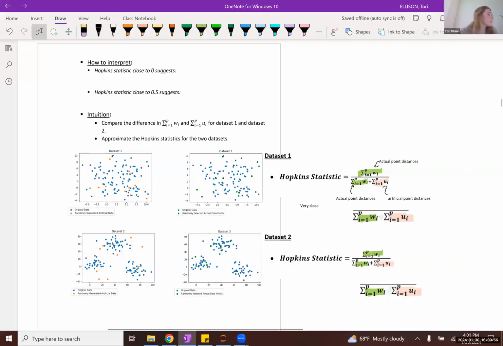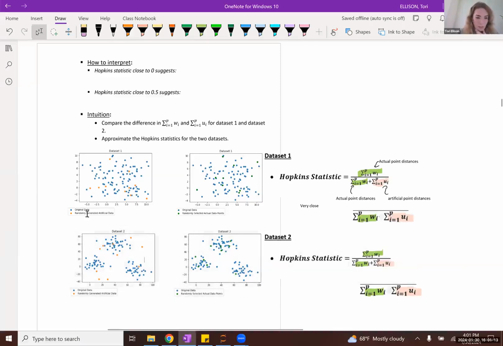So what I'm going to do is open up some breakout rooms, and I want you to discuss or roughly approximate what you think the Hopkins statistic would be for data set 1 and what the Hopkins statistic would be for data set 2.